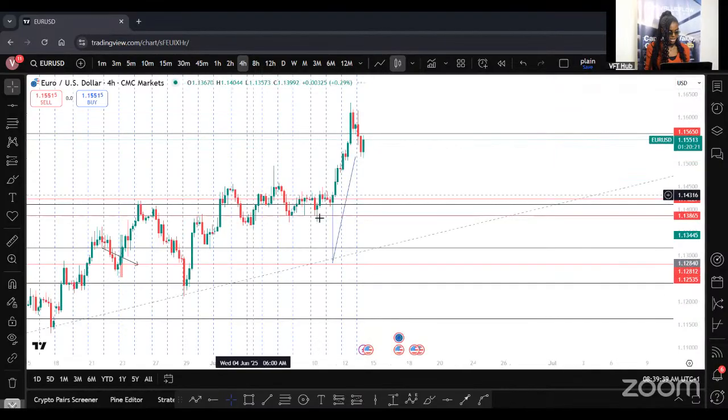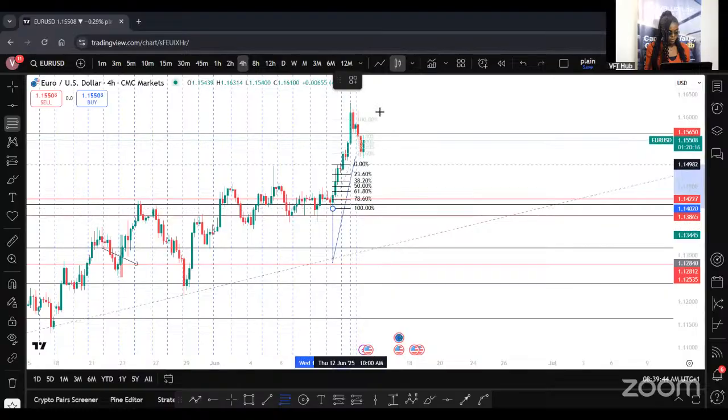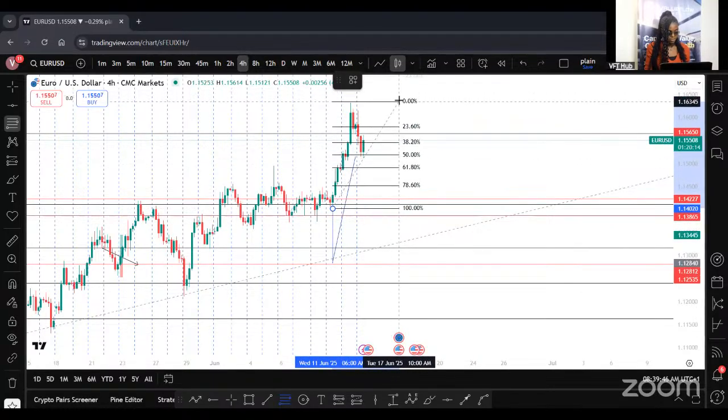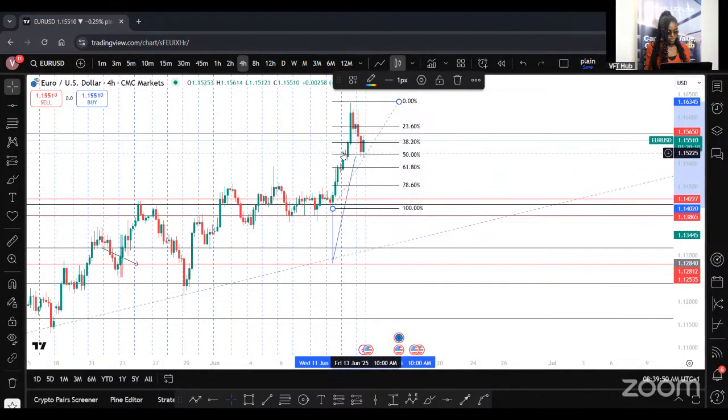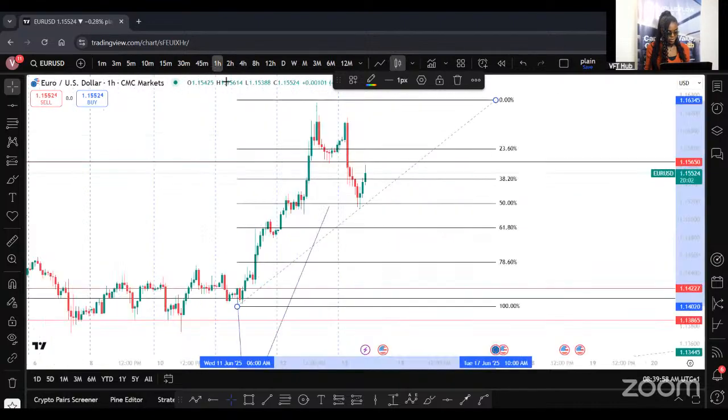For the 4 hour time frame, if I will be fibbing this most recent swing from point A to point B, right here, price retraced into the 50% fib level, which coincides with this very other block right here. So we dare to say that we're bullish on Euro USD, right?